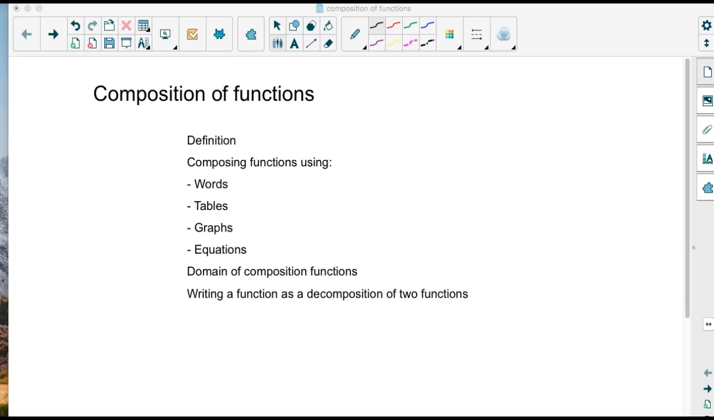Hello, and in this video we're going to go over the composition of functions. That means we're going to take one function, put it into another, and make a composite function out of that. We're going to go over the definition. So this is our checklist for this video.